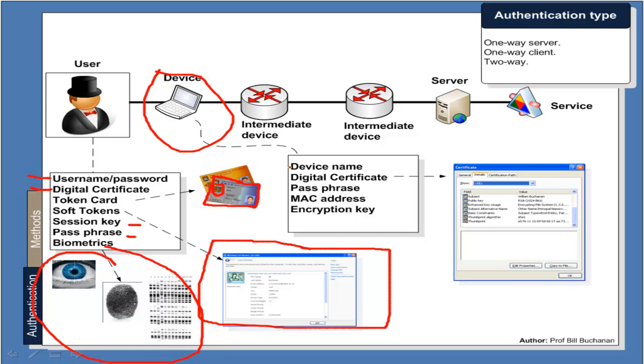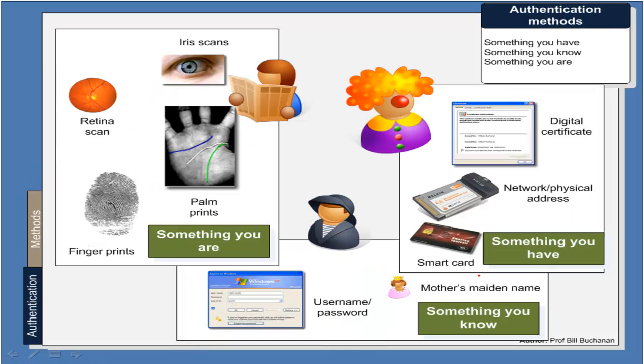Devices might be authenticated with their actual name or ID, a digital certificate that they might have, a passphrase, the network address, or even an encryption key. Increasingly, authentication involves not just one thing that is authenticated.